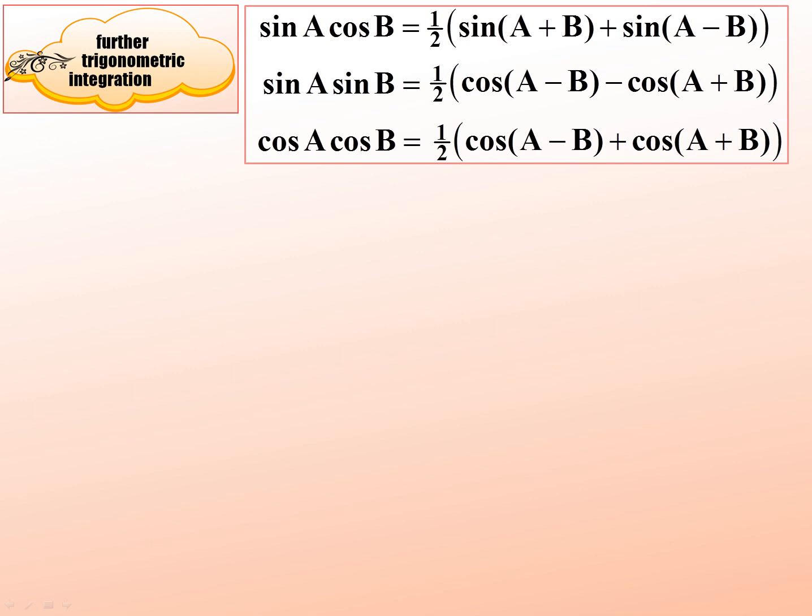So let's take my two sine expansions. Sine A plus B, sine A minus B. And how do I combine them to get what we have?